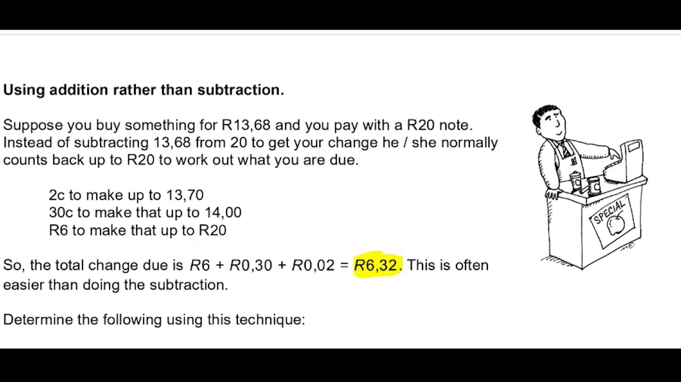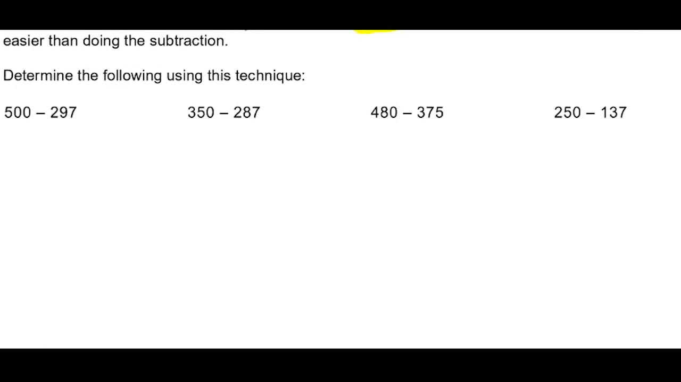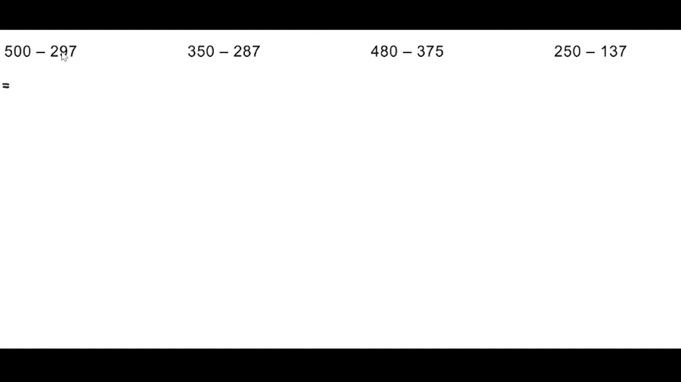Right. It's typically much easier to do it like that than to do it by subtracting. So for example, let's just look at some examples. If we had 500 minus 297, I would need 3 to make it up to 300, and then I'd need 200 to make it up to 500. So in fact, the answer is 203. Right, with this one, I would need 13 to make it up to 300, and then I need another 50. So the answer would be 63.